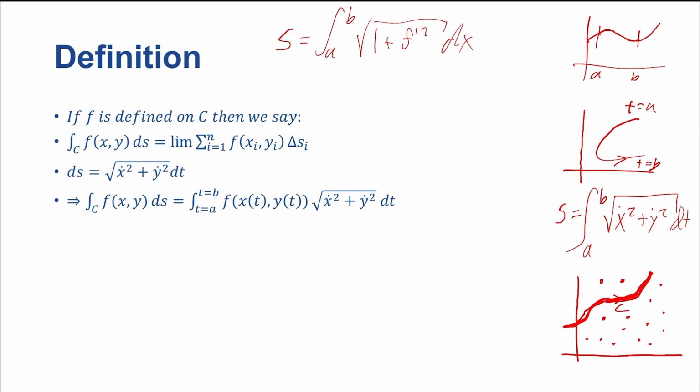And if I want to find the integral of f(x, y) ds, then I'll just integrate from my starting t to my ending t. Then f should be written in terms of x(t) and y(t). And then I multiply it by ds, the square root of x dot squared plus y dot squared, dt.